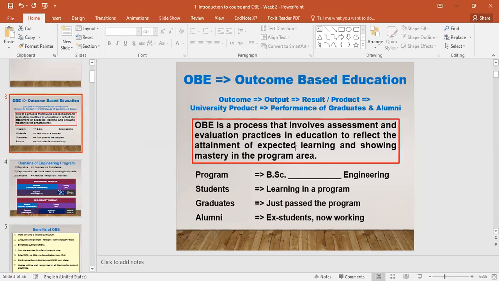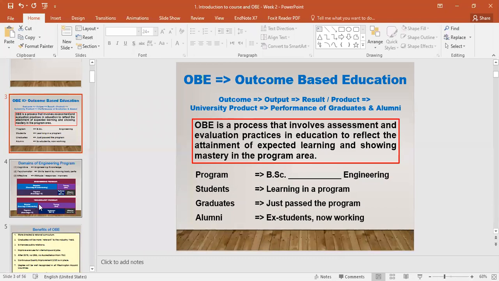So as you know that we are studying in the OBE system of outcome based education. Why is this implemented? After the Washington Accord, as Pakistan has become a member of the Washington Accord in 2017, that's why we have to adopt this system in our education.